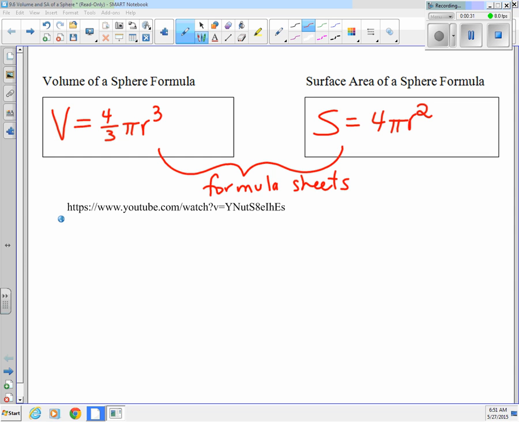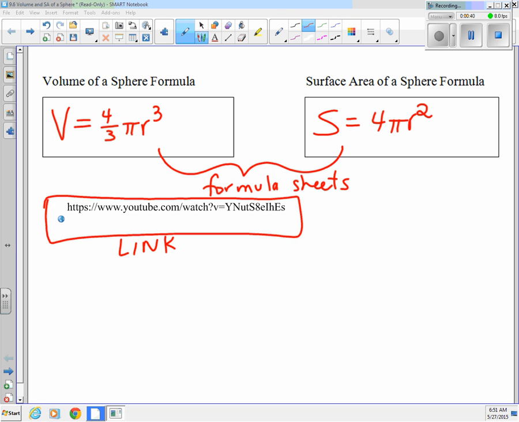The volume derivation is actually very accessible. You can go to this link, which I'm actually going to send you, and you can watch the little 4-minute video of how they come up with the volume formula. It's kind of interesting. The surface area is a little bit more challenging, so I'll leave that to just be given to you.